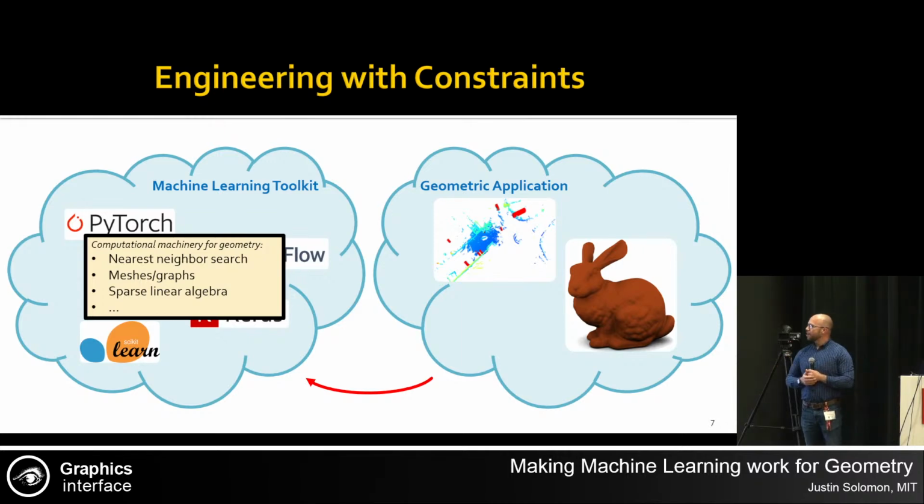For instance, oftentimes in point clouds you see things like nearest neighbor search. There are mesh operations and graph operations that are very typical in computer graphics. And of course, what underlies a lot of modern geometry processing is sparse linear algebra, which until really the last year or two didn't appear in many of these deep learning frameworks.